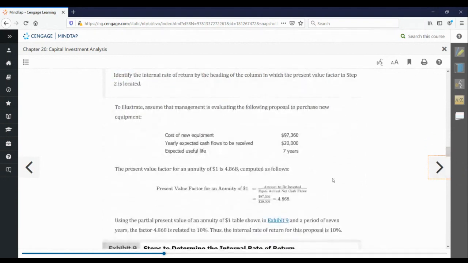And they've given you another illustration here. This is a separate example. They have a cost of $97,360. That's the amount to be invested that they plugged into the formula to determine the present value factor for an annuity. You're going to divide this by the equal cash payments, which is 20,000 in this case, and the time period is 7 years. So we would go to our present value of the annuity table and look up 7 years at 4.868.